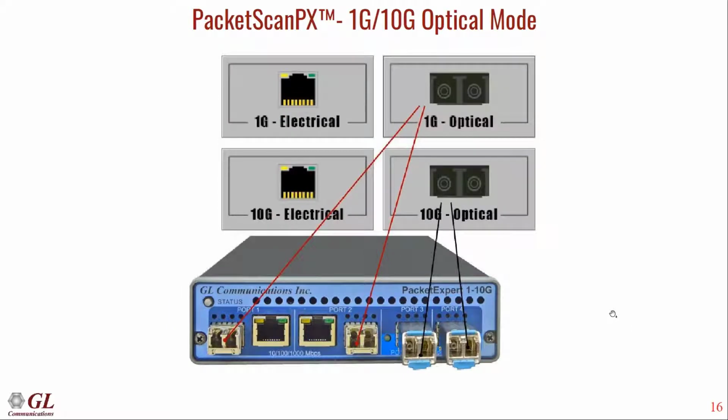So in optical mode, again you can select 1G or 10G. If you select 1G optical, then these two interfaces come into the picture. And for 10G optical, you can plug in 10G optical SFPs and capture on these two ports. So this way it gives full flexibility on the interface types.